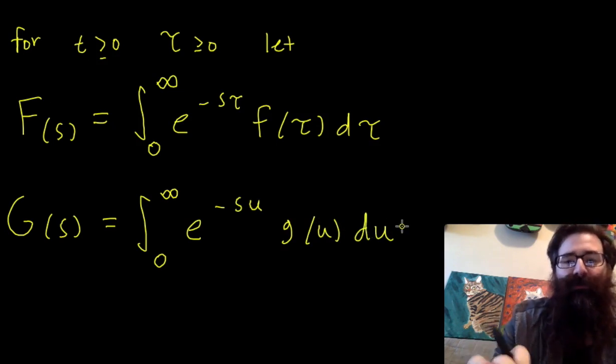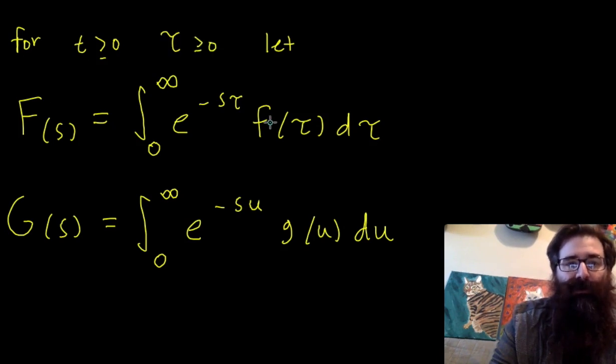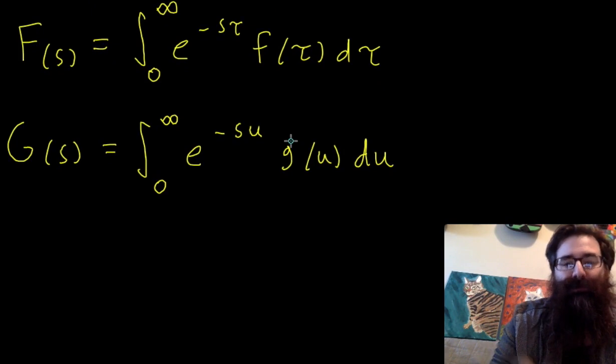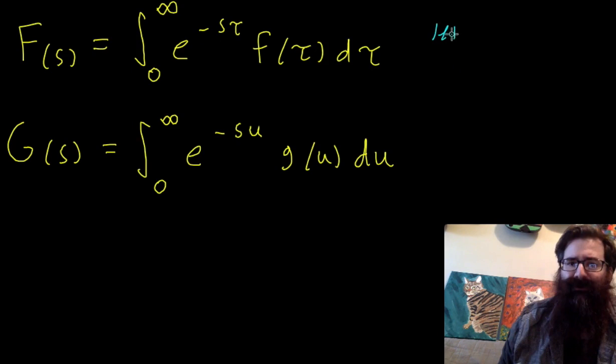Now to start moving into the territory that we want to be in with our convolution, we're going to make a substitution. Ooh, that kind of rhymed. Make that into a nice track for your mixtape. So let's go ahead and let u be equal to t minus tau.